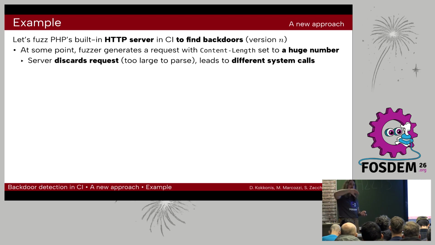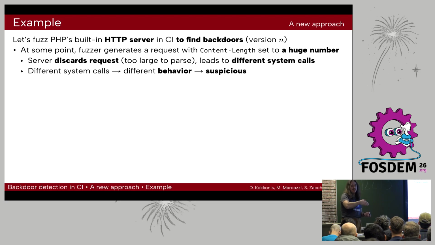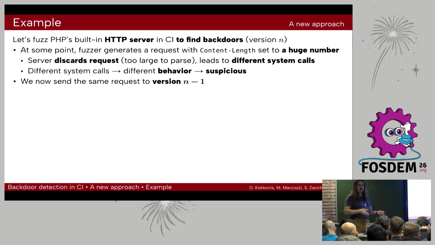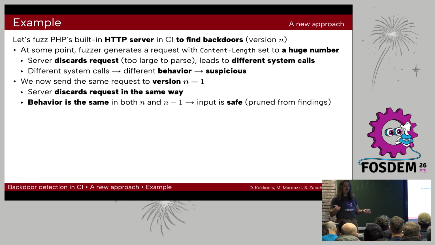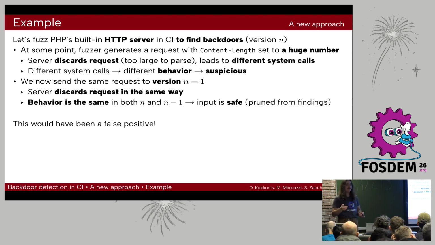So that leads to different system calls on the server side. And this would have been flagged as suspicious by the existing tools, right? But if we run it in the previous version of the same HTTP server, well, it will react in the same way, right? This is legitimate behavior, actually. So since both react in the same way, we can safely prune the input away, and we can remove what would have been a false positive. So this method allows us to drop the false positive rate by a lot.